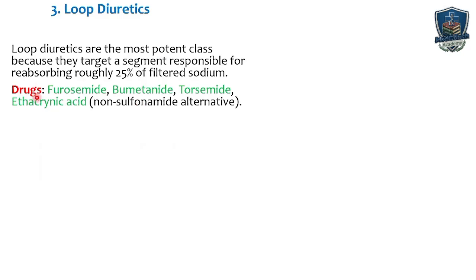So some of the drugs that are used here: furosemide or Lasix, we have bumetanide, we have torsemide, we have ethacrinic acid. Ethacrinic acid is a non-sulfonamide alternative, because remember, these drugs contain sulfur. So that's something that you have to note when it comes to using these drugs. But the most commonly used drug here is furosemide.